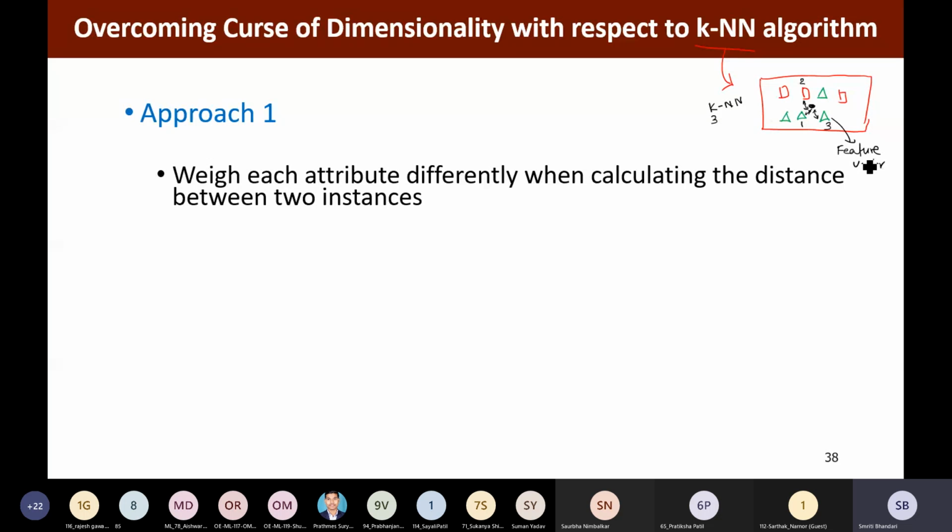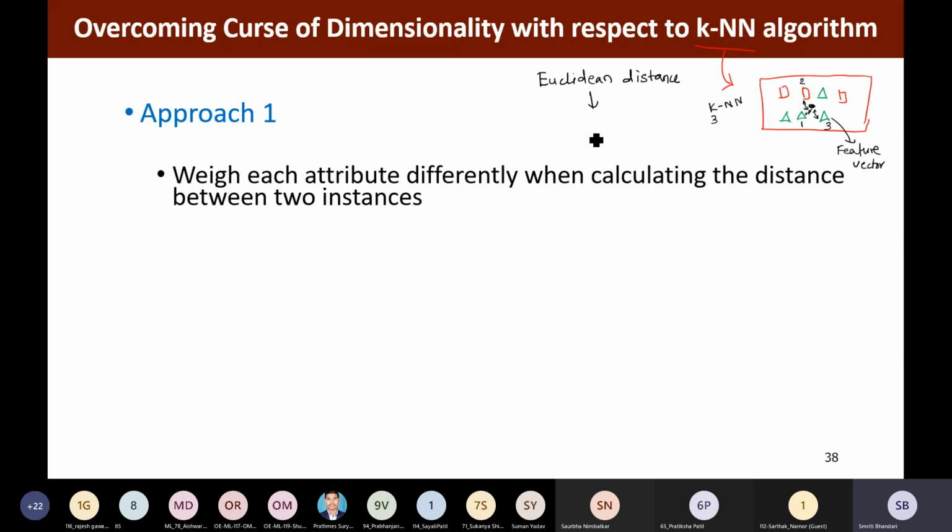So if we want to overcome this curse of dimensionality in KNN, what we can do is weigh each attribute differently when computing the distance between two instances. Here, for example, we have seen how to compute the distance between two instances. We have made use of the Euclidean distance.